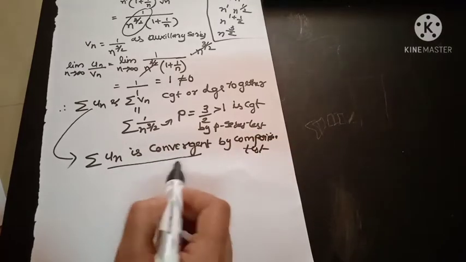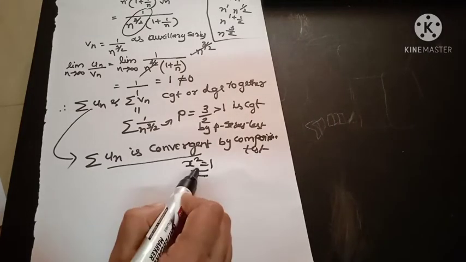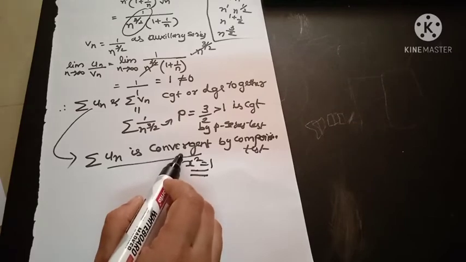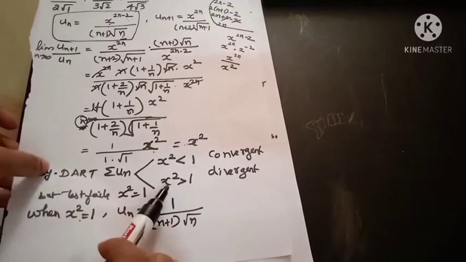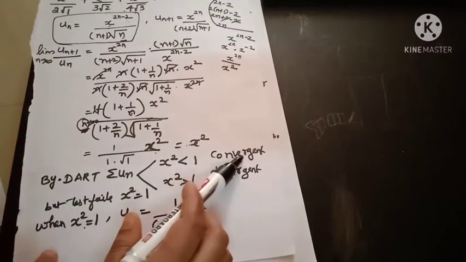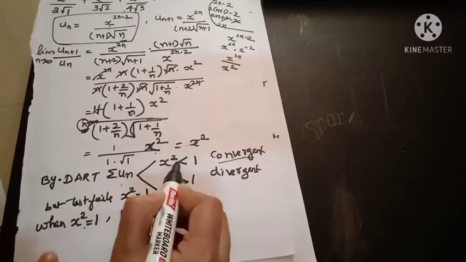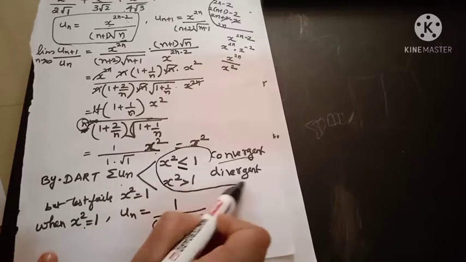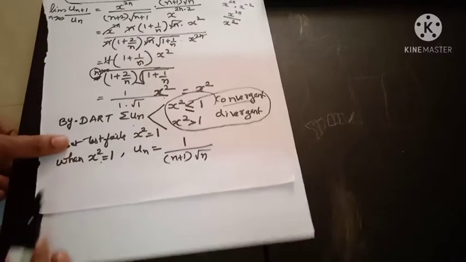Series un is convergent when x square is equal to 1. We got the result that when x square is equal to 1, the series is convergent. So here we have to write, when x square is exactly equal to 1, it is convergent. So we'll write this result in the form of a sentence. So that is the conclusion.